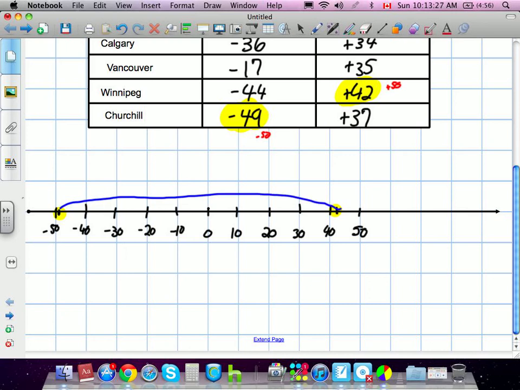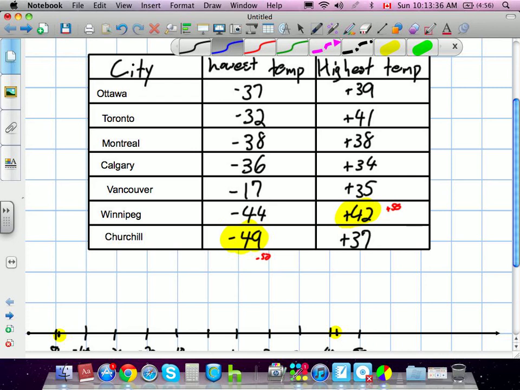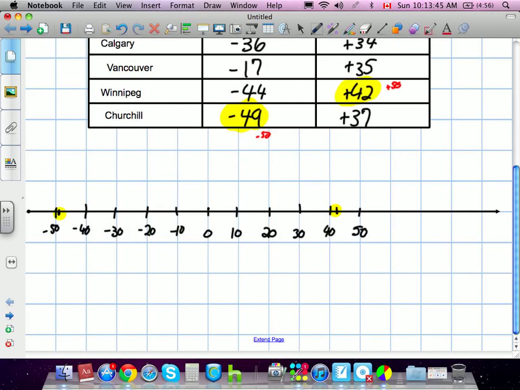Let's start with Ottawa. We'll put Ottawa in blue, and I'll put a little star beside it so we know it's the blue color. Negative 37 and positive 39. So where's negative 37 going to be? Close to negative 40. On the right of negative 40, or on the left? On the right of that number. Good. So we'll say it's about here for Ottawa. And what about its highest temperature? Very close to positive 40, just about here. This was negative 37, and this was positive 39. Good. So we've done Ottawa.